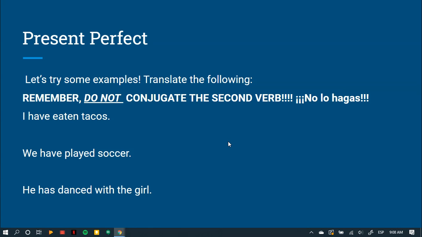So we're going to try some examples. Try and translate the following. Remember, do not conjugate the second verb. It gets put into the past participle ending, but it's not really a conjugation because that's the only form it can ever be in. So I'm going to read this, and then I'm going to say respuesta. And when I say respuesta, I'm going to show the answer. So if you haven't finished it at that point, you should pause it. I would suggest actually just pausing before I even move forward on any of these because I'm going to go kind of quickly. So the first one, I have eaten tacos.